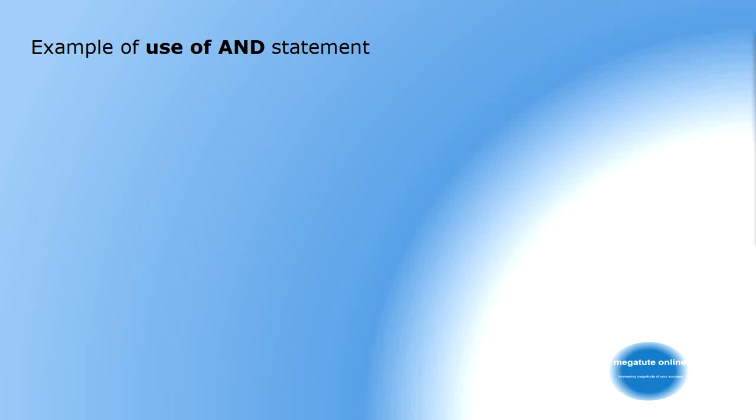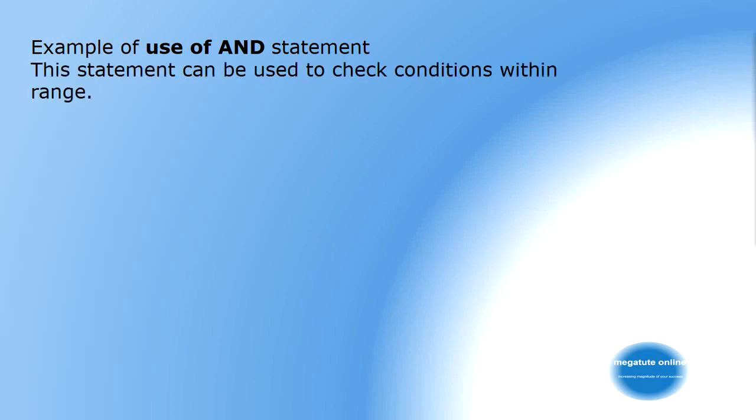Now, guys, the next thing is, let's see an example of the use of both of these things which we have learned. First we'll see an example of the AND statement. This statement can be used to check conditions within a range, because this is a widely used operator. So I'm giving an example of this.